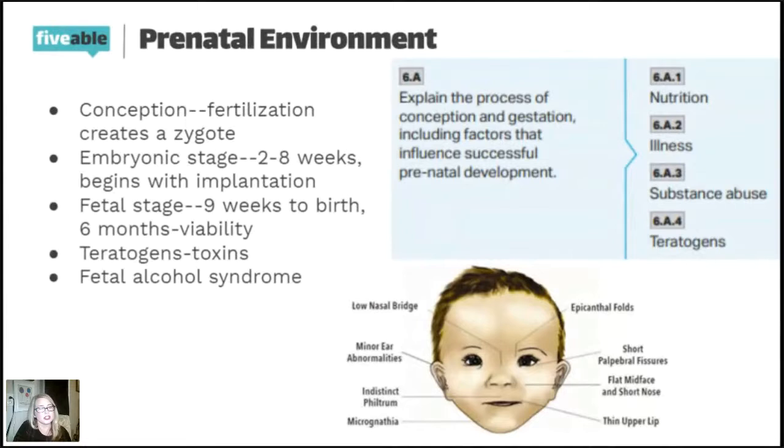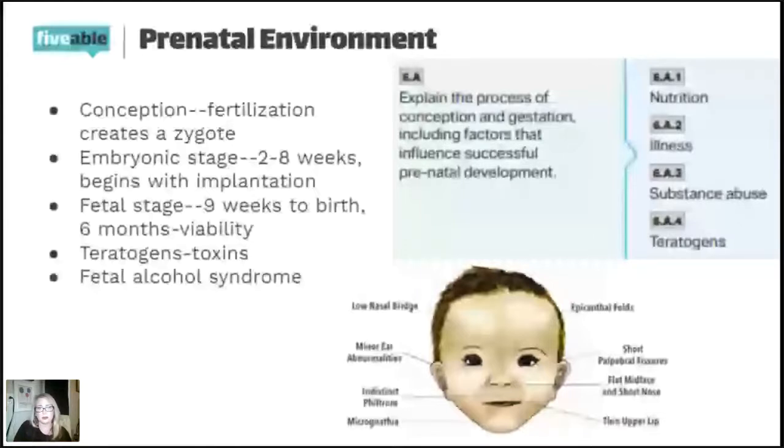The fetal stage is from 9 weeks to birth. We say that viability, which means the ability for the fetus to live outside the womb, generally happens around 6 months. But while the fetus is in the womb, lots of factors can affect how that child would do later.